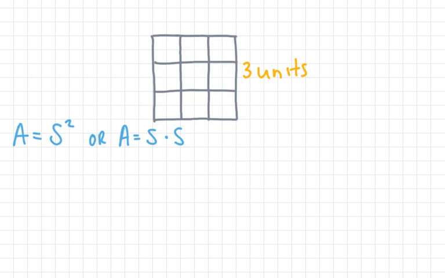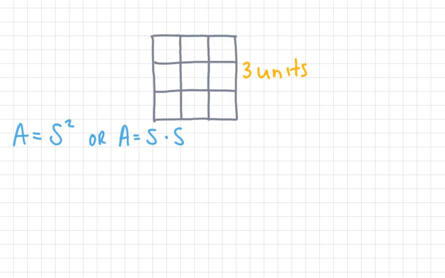Let's start with example 1. What is the length of one side of this square? One side of this square has a length of 3 units. What is the formula for the area of a square? The area of a square is equal to s squared, or you can say area is equal to one side times one side. So what is the square's area as a multiplication expression?